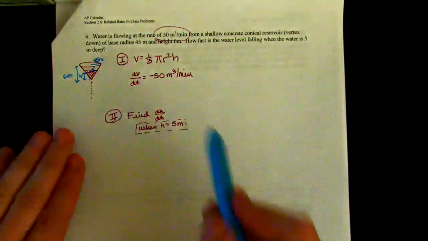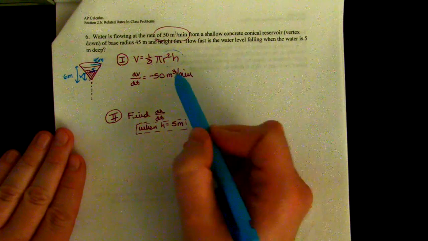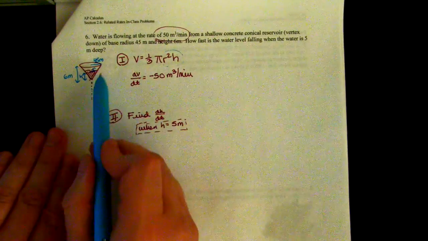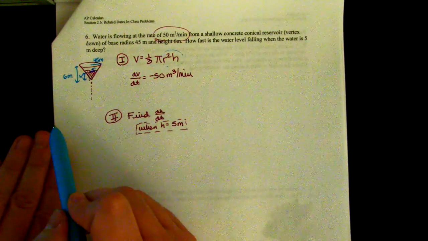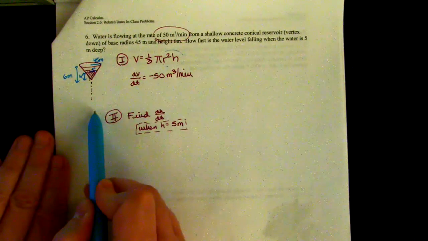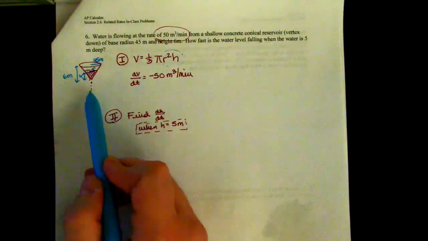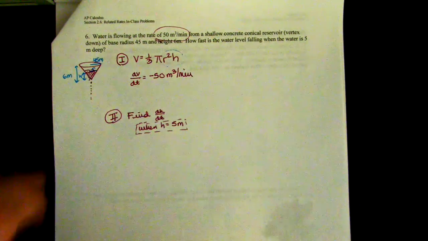Like the last problem, I have too many variables over here. I need to figure out something for r or figure out something for h, but I can't plug in 45, nor can I plug in 6, because those are not really talking about the cone of water, which is really what I'm dealing with. Both the radius and the height of that cone of water, those things are changing. Here's the trick that I can use, though.